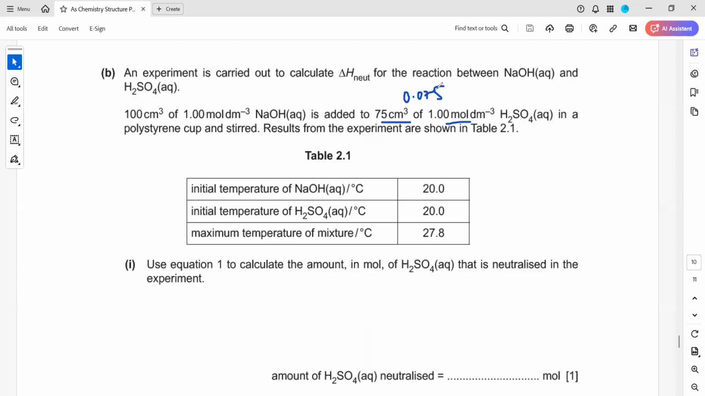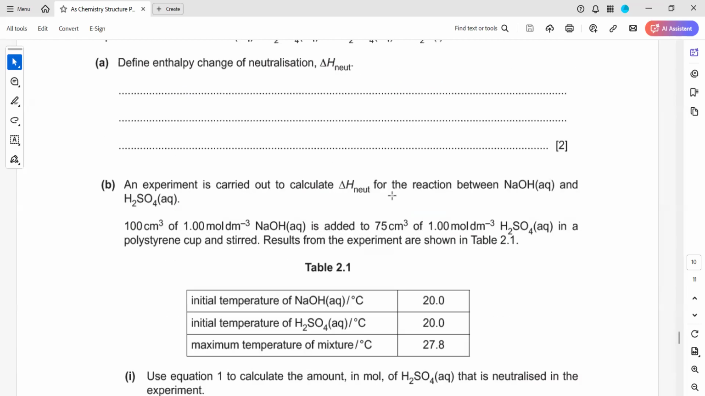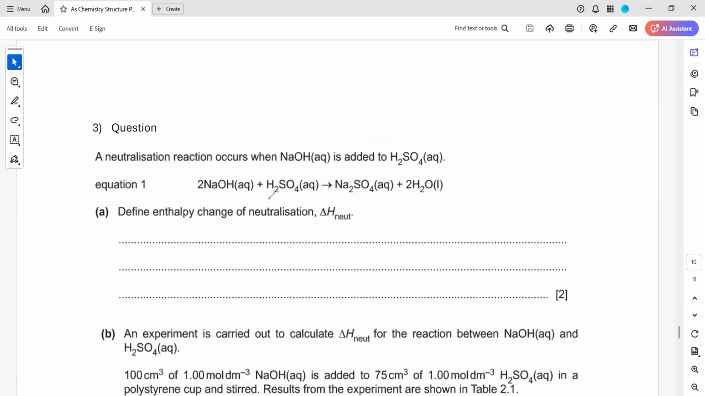So 75 will be divided by 1000. And when we work out the moles of this one, this was 0.1 mole. As the ratio between sodium hydroxide and sulfuric acid, we work out that 0.05 moles of sulfuric acid were reacted. But originally we had 0.075. That shows that sulfuric acid is an excess reagent and sodium hydroxide is the limiting reagent. So H2SO4 is in excess, more than enough of what we need.